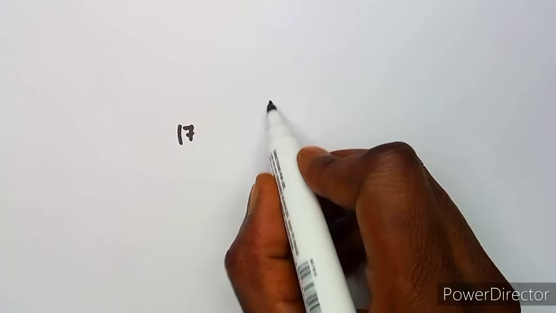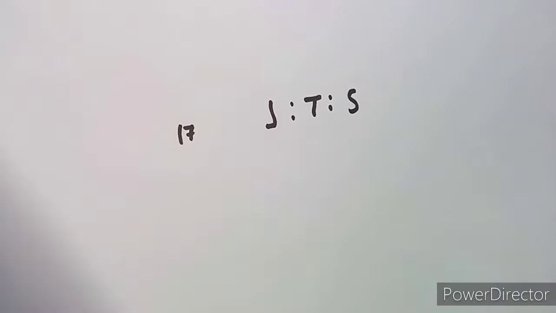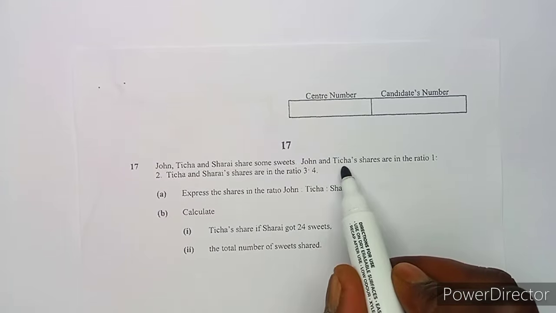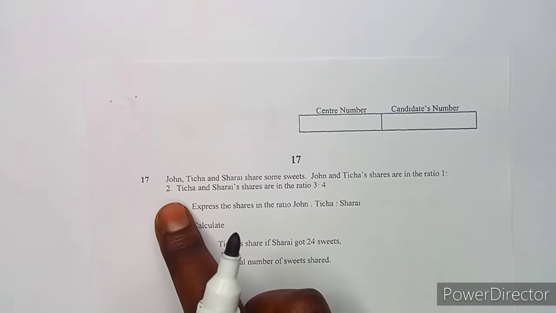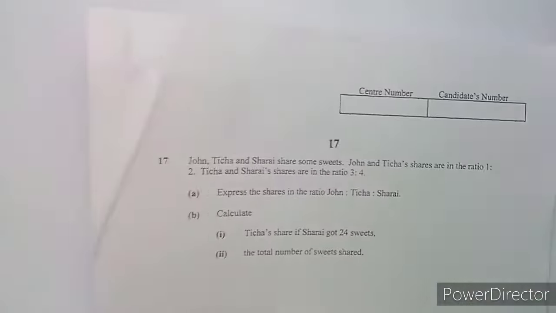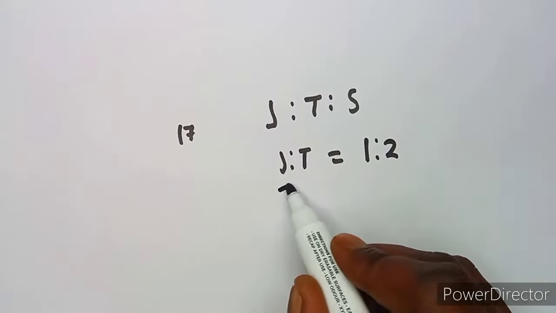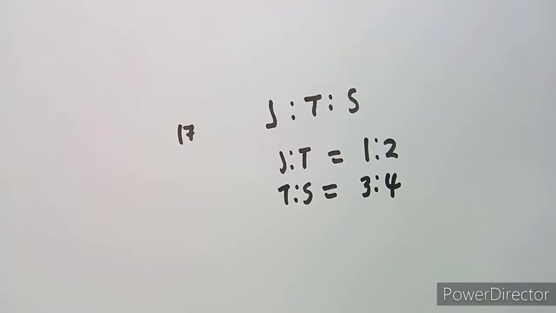We have John in this case, and we have teacher here, and we have Sharai. These are the three that we have, but we are given the two ratios of John and teacher. They have their own ratio, which is 1:2, that is for John and teacher. And we've got teacher and Sharai, they've got their own ratio, which is 3:4. This is what we are given.